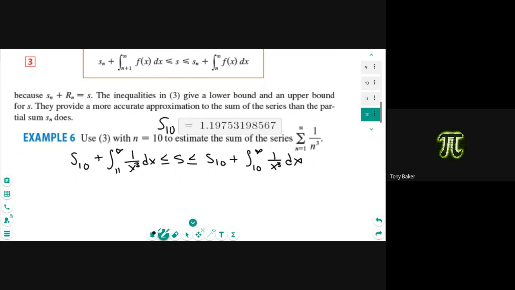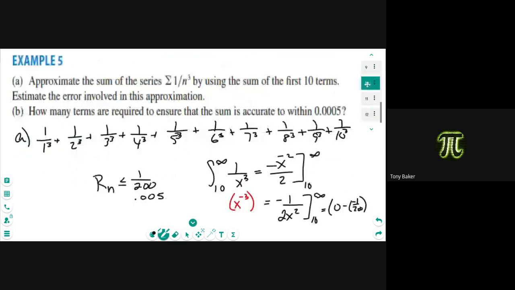What was the integral from 10 to infinity of 1 over x to the third dx? We just did that one. No, that's S10. Sorry, for the 32. Gotta repeat that, we're getting a little slow. We did the integral from 10 to infinity, right? My answer was 1 over 200.